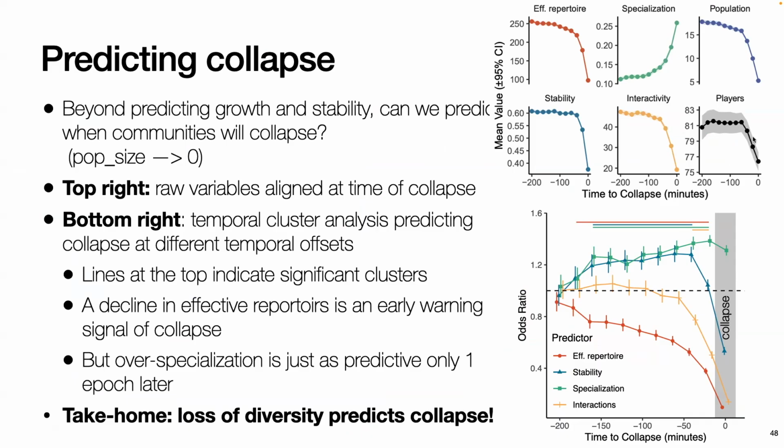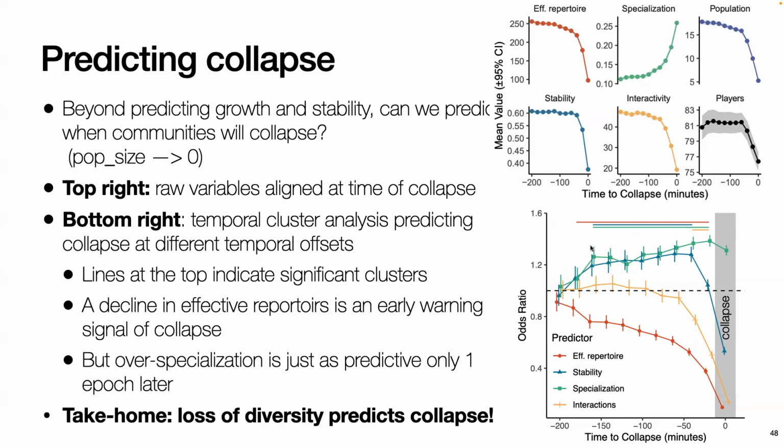We align them to the time of collapse, time zero. And then we do this temporal cluster analysis where we're predicting collapse at different temporal offsets. So we're trying to correlate these variables to this collapse time at different temporal offsets. Farther to the left means that at more minutes into the future, we can predict that there's a higher or lower odds of collapse, okay? These horizontal lines at the top indicate significant clusters.